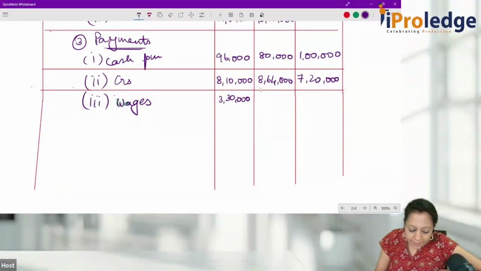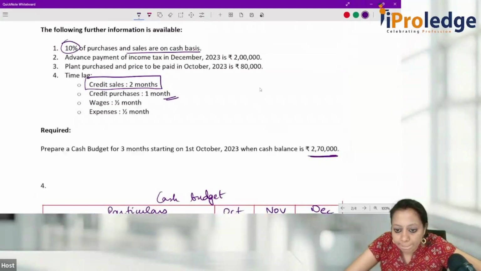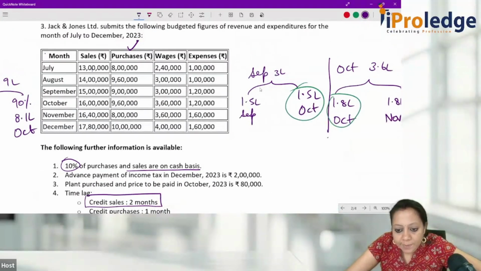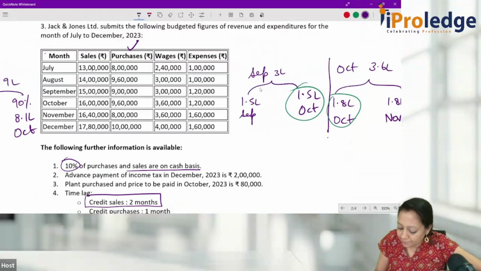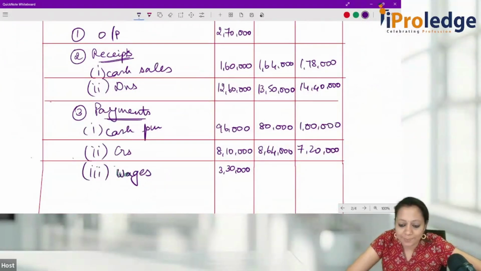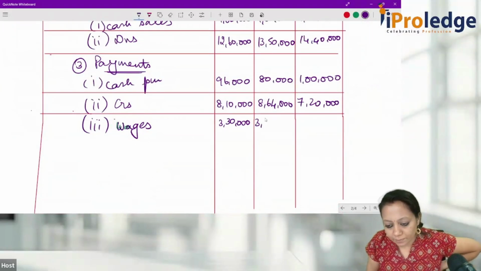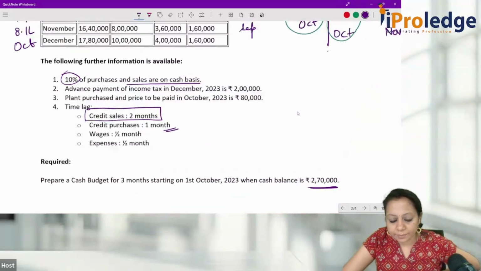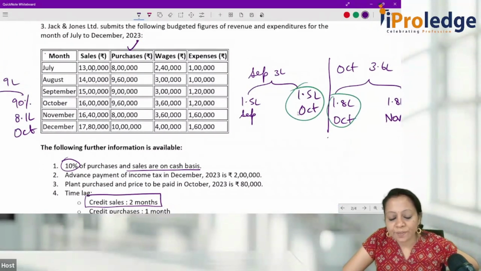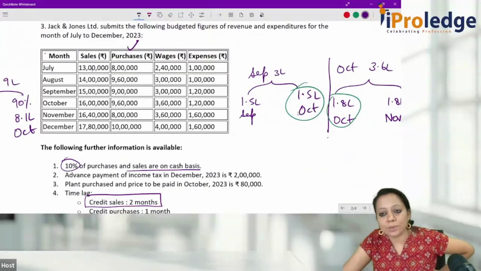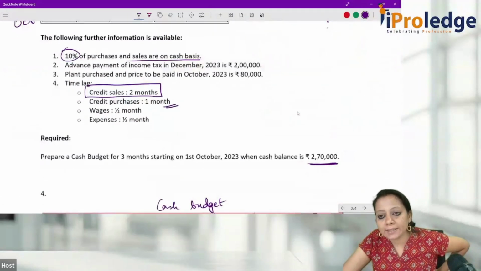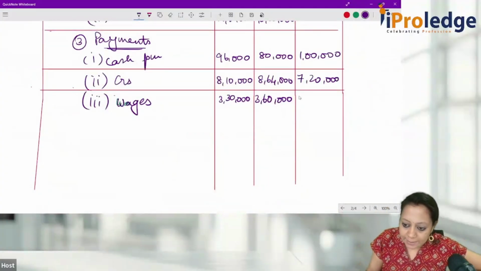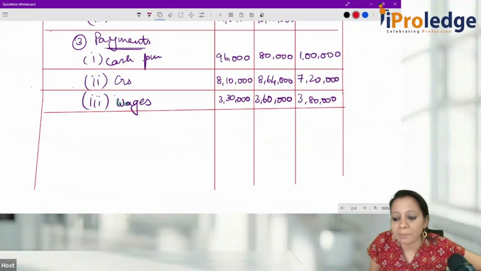Okay. So next month, it is going to be 3.6 lakhs November month into 50%. So 1 lakh 80, 1 lakh 80, it is 3 lakh 60, no? Yes. Then 4 lakhs into 50% is going to be 2 lakhs. 2 lakhs plus 1 lakh 80 is 3 lakh 80. Yes. 3 lakh 80,000. Same way for expenses also, because expenses is also half a month.